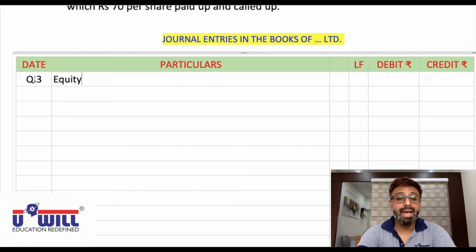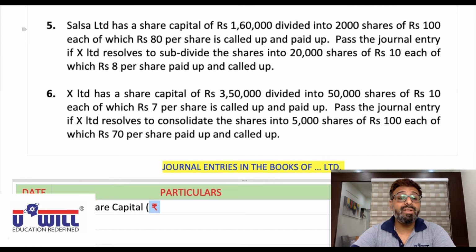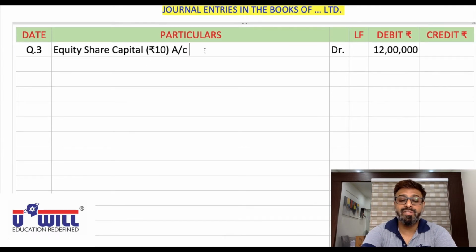Equity share capital with old face value, what is the old face value which we have to debit? 10 rupees. Okay, so old face value, that is rupees 10 account debit, with what amount? 12 lakhs. Amount is going to remain same, that is 12 lakhs. Equity share capital with old face value rupees 10 account debit, and these are 1,20,000 equity shares of 10 each.